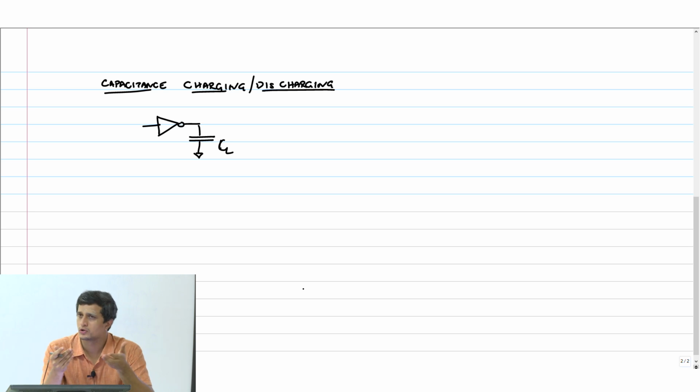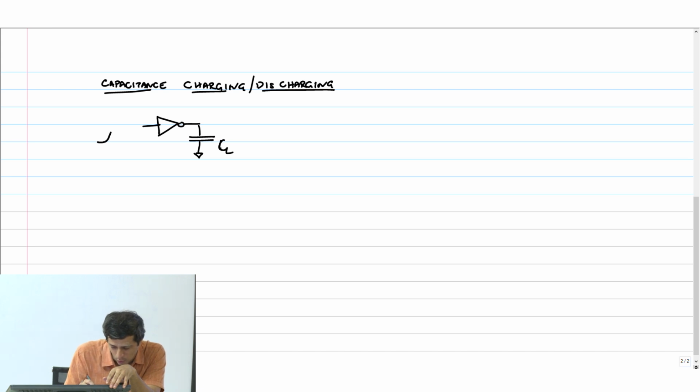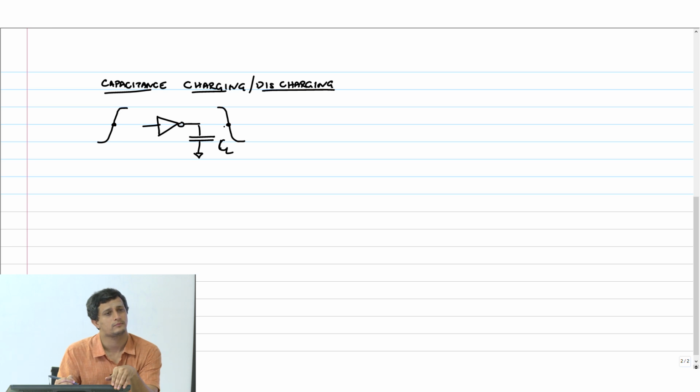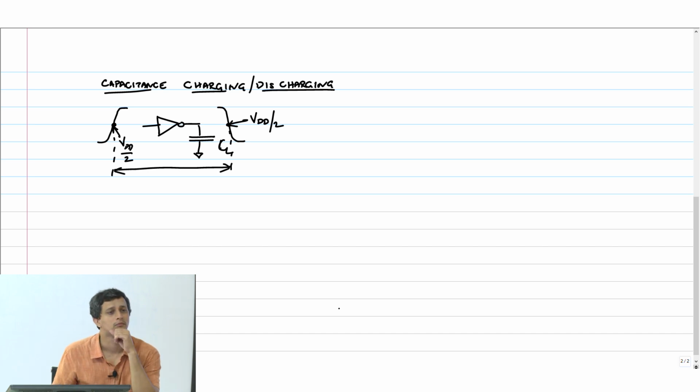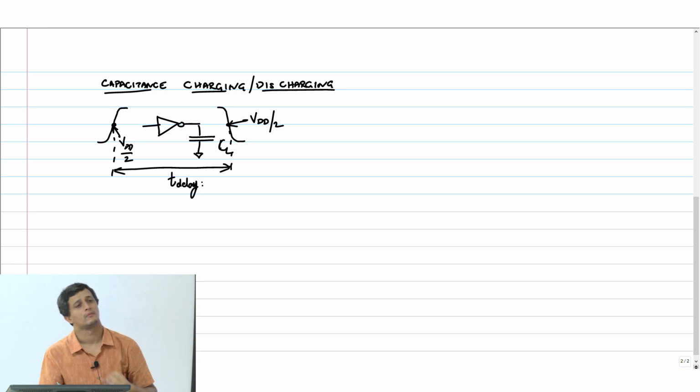Okay, so I also told you that delay is defined as the time it takes for the input to go to 50%, right? From there till the time the output reaches 50%. Okay, so if this is my VDD by 2 and this also is VDD by 2, then the delay of the gate is defined exactly as this delay. Okay, this is the delay. And we want to estimate this.